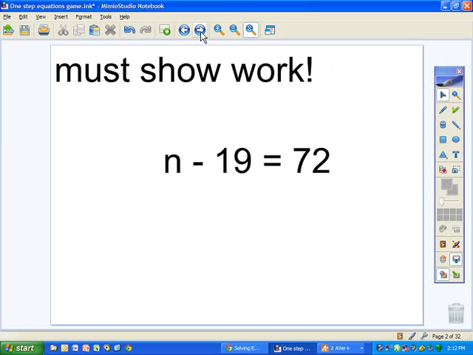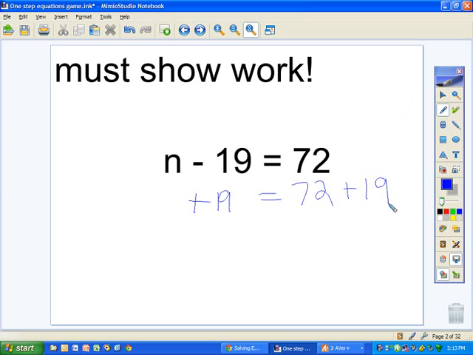Sometimes you'll also get subtraction problems, and what you want to do with subtraction is just the exact opposite. You want to add. So I'm looking for my variable, and I do have one, and it's an n. This problem or equation says n minus 19 equals 72. Well, if I have a minus 19 on one side next to my variable, I know that I want to add 19. I also want to drop my equal sign, and I want to drop my 72. My 72 is there on the right side. I have to keep it. Well, if I added 19 on the left side, I have to add 19 on the right side.